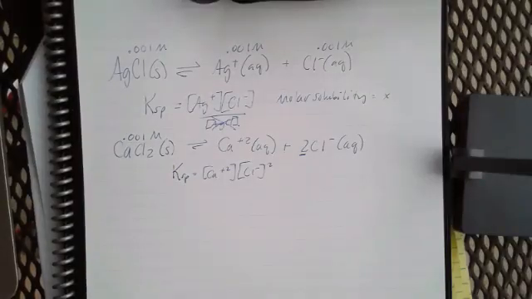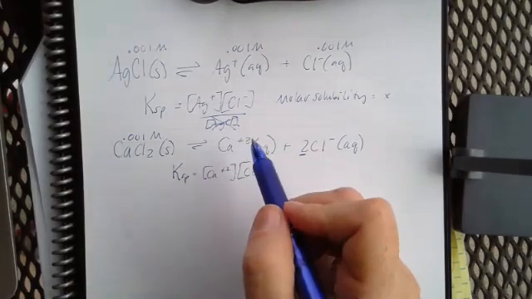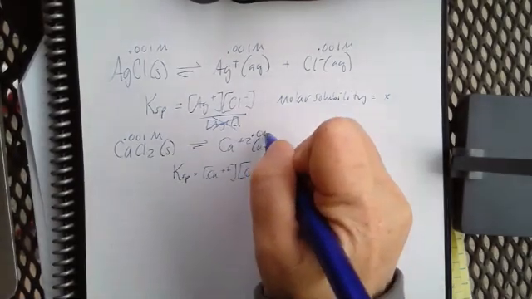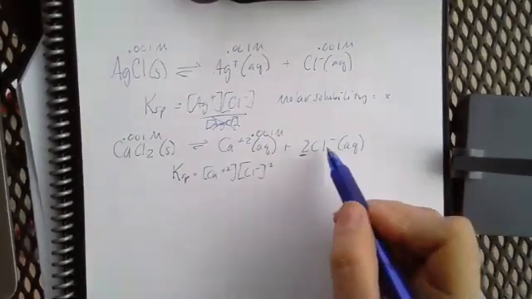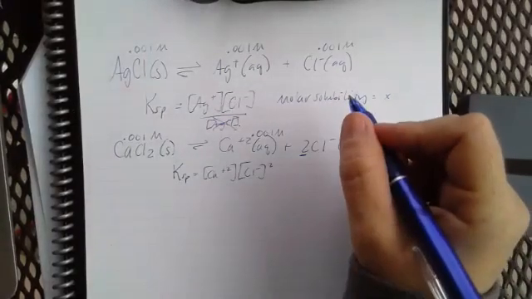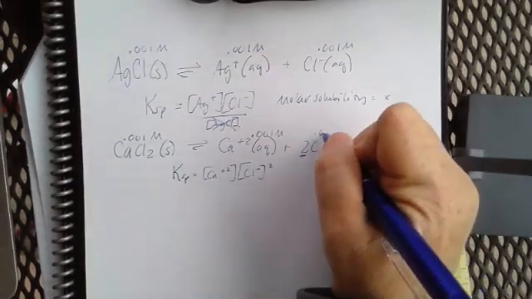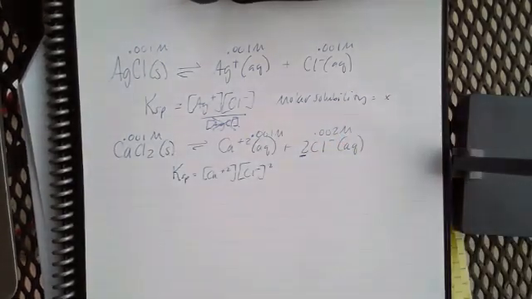If that was 0.001 molar calcium chloride, then the calcium would be 0.001, but your chloride would be twice that many. Y'all see that? Because there's two of them. So 0.002 molar calcium chloride.